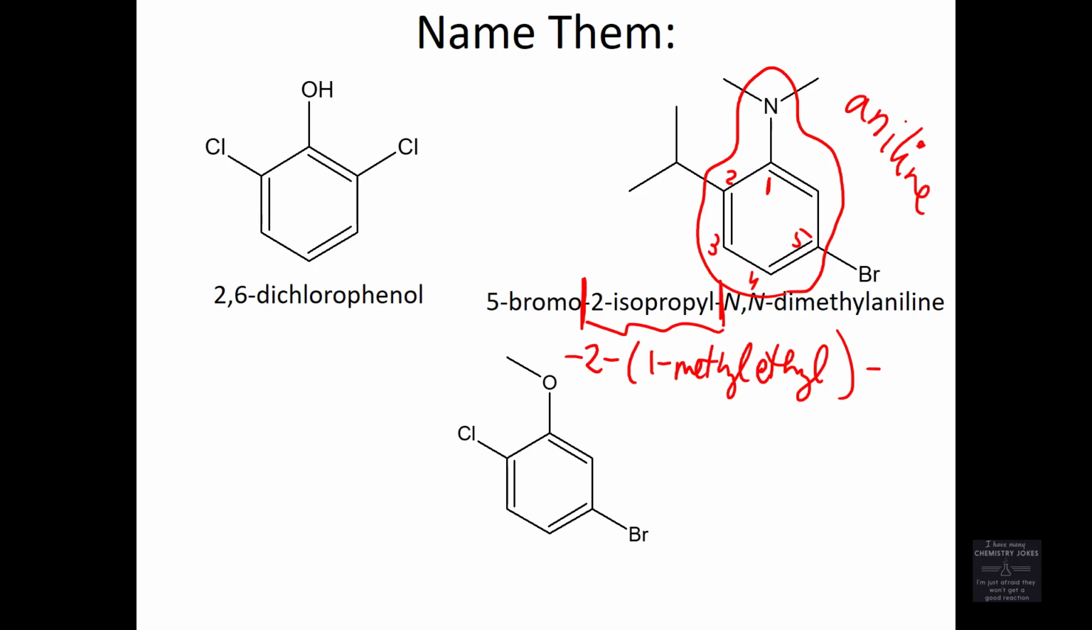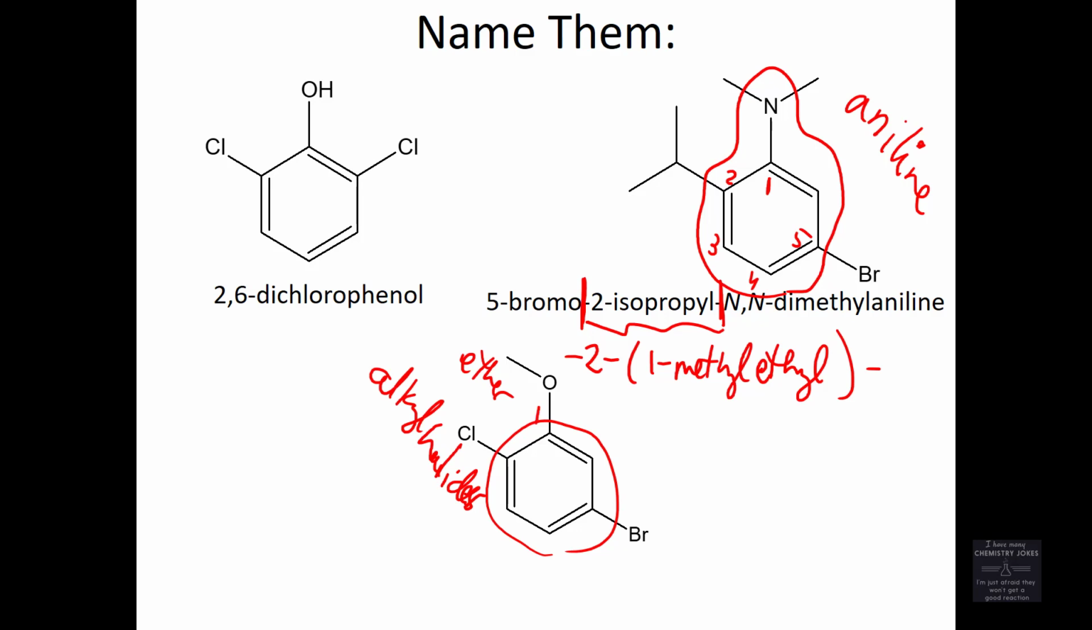The last one down here does not have a high priority functional group. If you look back at the old notes, alcohols and amines are higher priority than other things that we've talked about. But ethers, and this is an ether, and alkyl halides do not take over root names. They are not high priority IUPAC functional groups. So this is just named as a benzene derivative, and you give the substituents the lowest number possible.